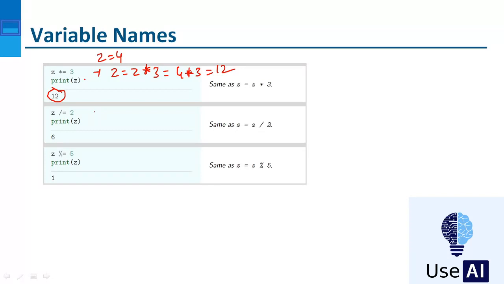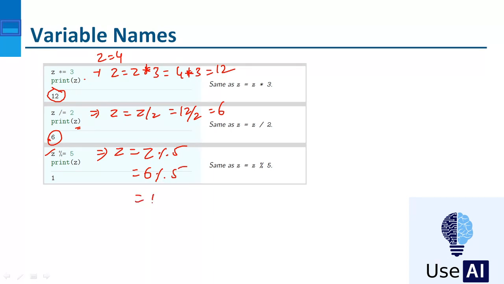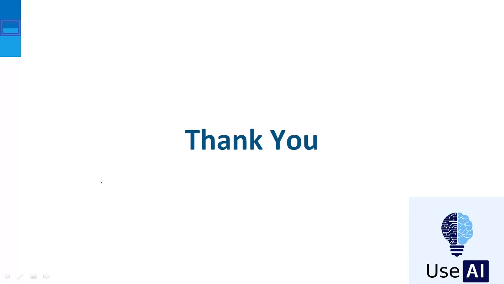Next, similarly, this can be expanded as z = z / 2, which is 12 divided by 2, so the value will become 6. The same value will be printed when you print z. Next, the latest value of z is 6, right? So this expression can be evaluated as z = z mod 5, which is 6 mod 5. When you divide 6 by 5, the remainder will be 1. Okay. Like this. Thank you.